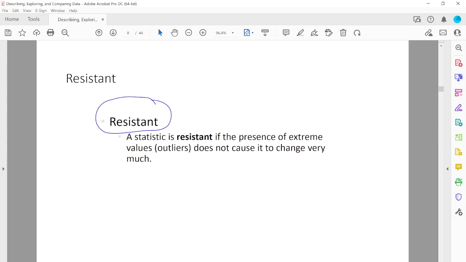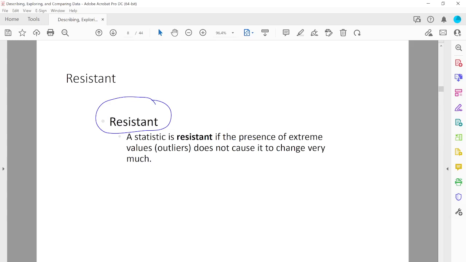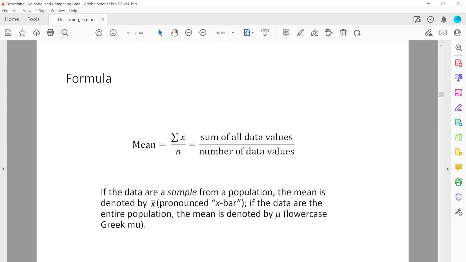A statistic is resistant if the presence of extreme values does not cause it to change very much. Here the presence of this outlier caused a big change. Using this definition, we say that the mean is not resistant because of this outlier. Resistant means that an outlier should not affect that measure of center much. Remember, one more time, a measure of center is a number we plan to use to represent the center of the data.